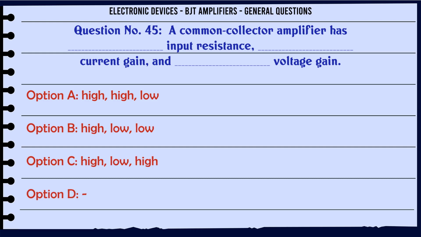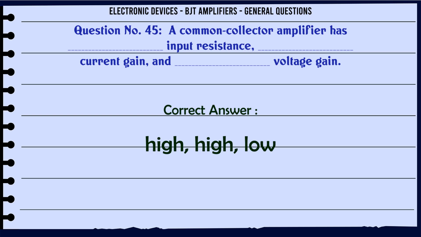A common collector amplifier has input resistance, current gain and voltage gain. A. High, low. B. High, low. C. High, low, high. D. The correct answer is high, low.